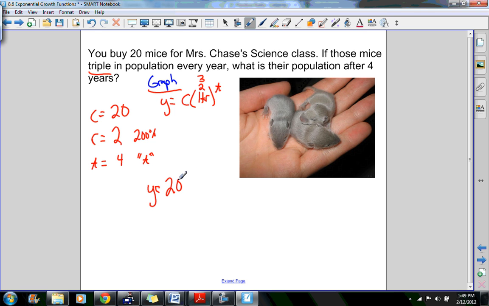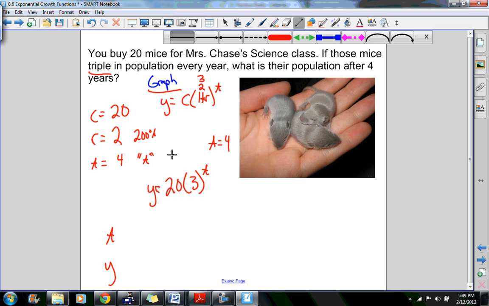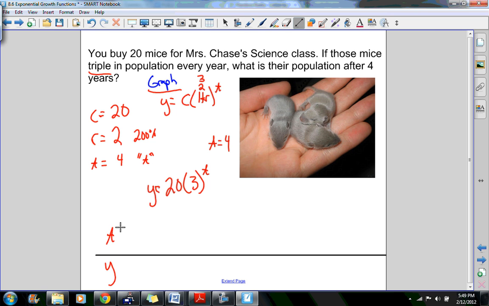Y equals 20, parentheses, we want this to be a 3 because we're tripling, raised to the T, but we're looking for T equals 4 at some point. So we've got to make our graph. We get T, Y, we're going to make a table. Okay, easiest way to make a table is to start at 0. So I'll start with a 0 value here. That means this is y equals 20(3)^0. That makes this whole term 1, so this is 20.